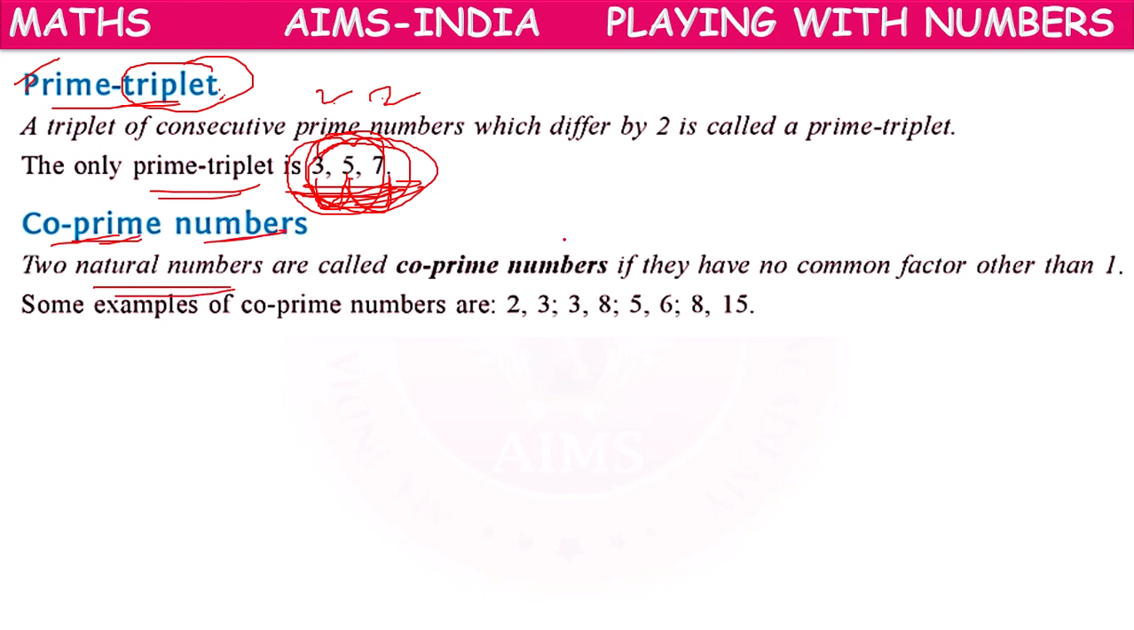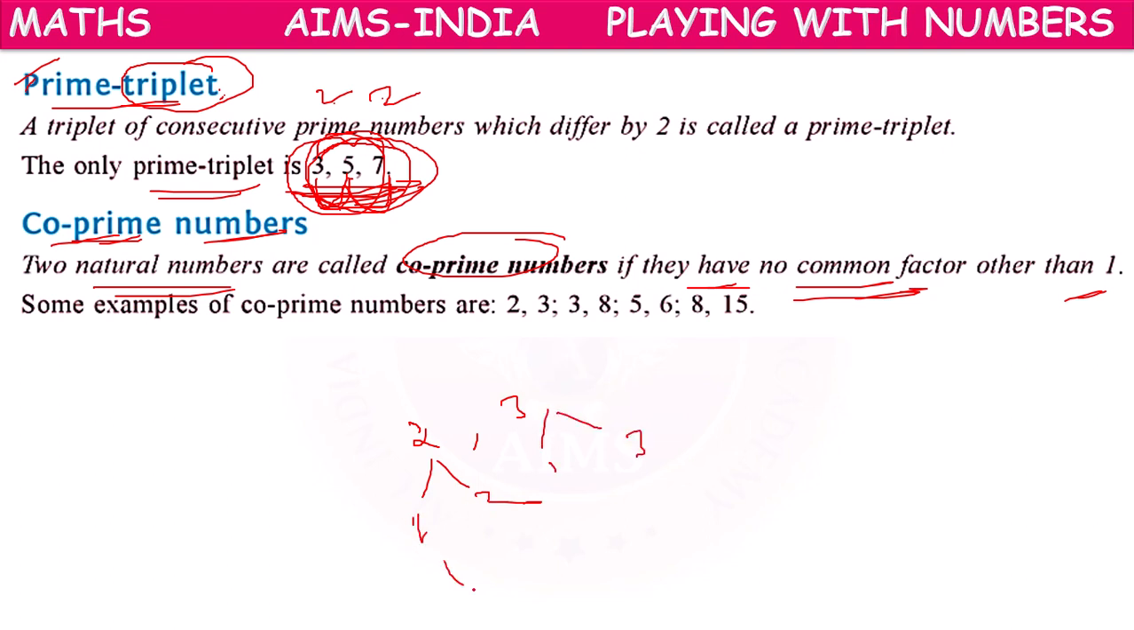Next, co-primes. Two natural numbers are co-primes if they have no common factor other than 1. Suppose they have given 2 and 3, and they are asking you to find out whether they are co-primes or not. So what are the factors of 2? 1, 2. What are the factors of 3? 1, 3. What is their common factor? 1. Means there is no other common factor other than 1.